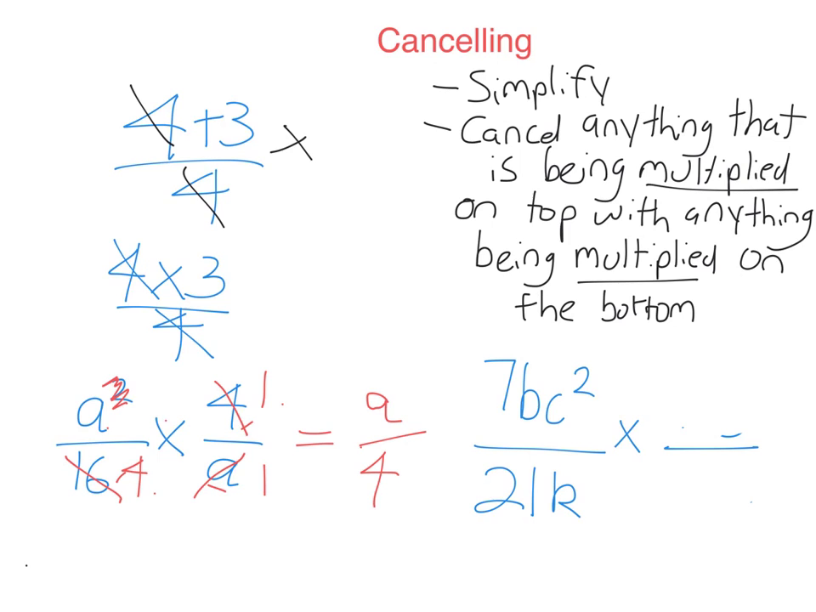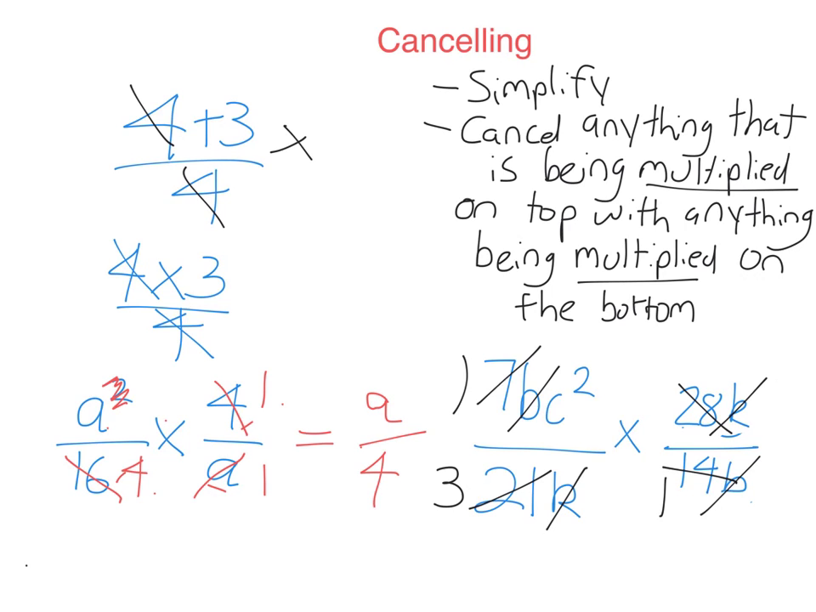So I have k on the top and bottom, so I can cancel that out. I have b on the top and the bottom, so I can cancel that out. It's a common factor. So 7 goes into itself once, and it goes into 21 3 times. 14 goes into itself once, and it goes into 28 twice. So this has made my calculations much, much simpler. On the top, I just have 1 times c squared times 2, which is 2c squared, and on the bottom, I just have 3 times 1, which is 3, and there are no common factors.